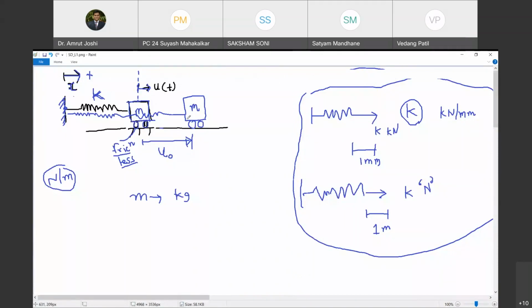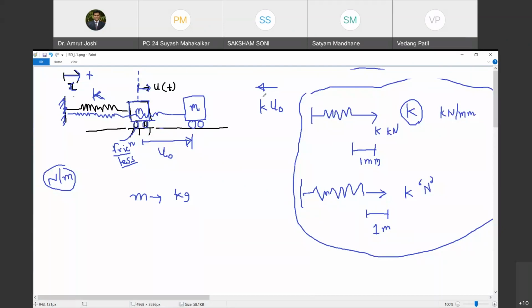Agreed? Yes, sir. So at this position, the force in the spring is going to be K times u naught, but it is going to be towards left. Happy? Yes, sir. Okay. So these are the few basic things that we are discussing now. We have still not spelled out what the problem statement is.